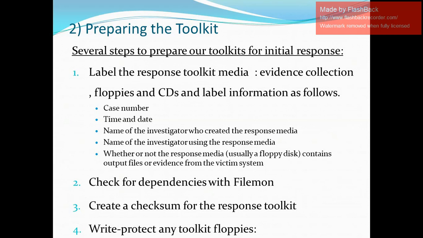If you are dealing with two, three, or four crime scenes, you have to use multiple devices, multiple CDs, multiple floppies. So if you label that particular device, it clearly shows that this case will have this device and that case will have another device. So the labeling process plays a crucial role. The labeling must be like this: case number, time and date, name of the investigator who created the response media, name of the investigator using the response media, and whether or not the response media, a floppy disk or a CD drive, contains output files or evidence from the victim system. So the labeling process is the primary step when you are preparing a toolkit.